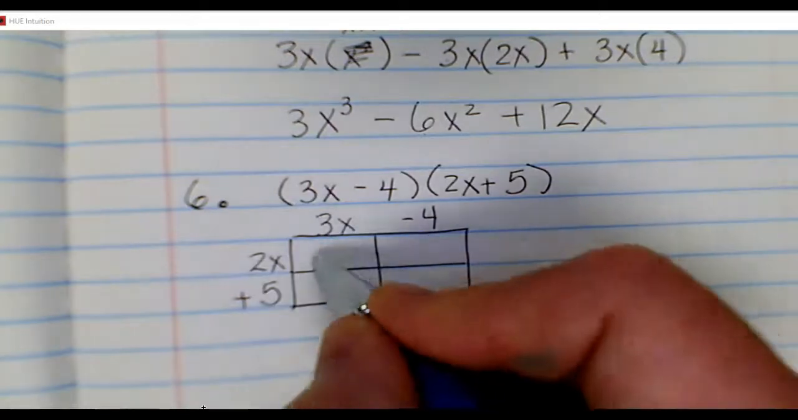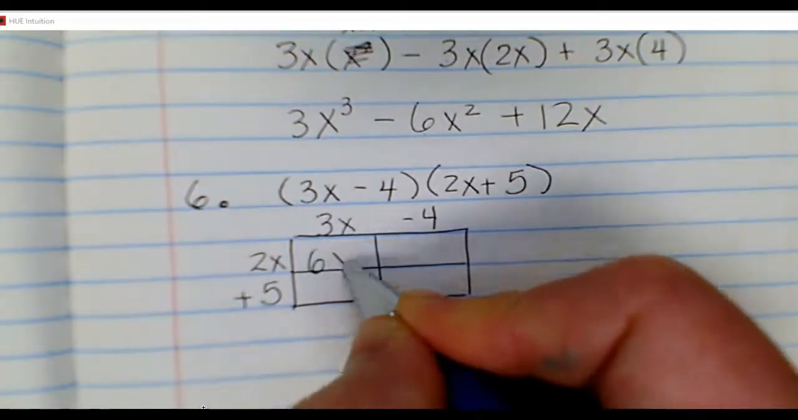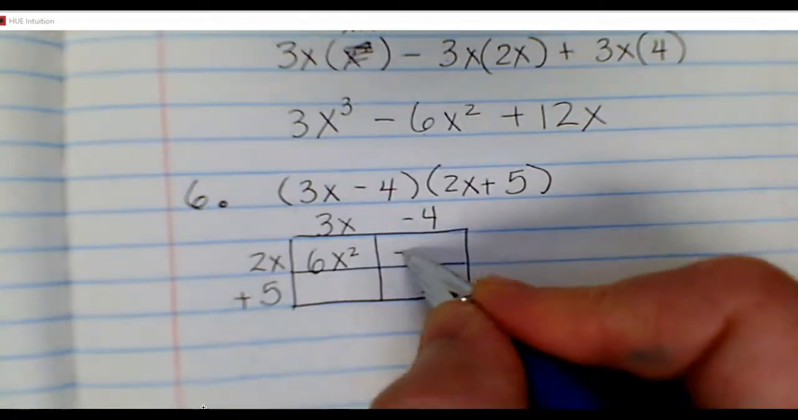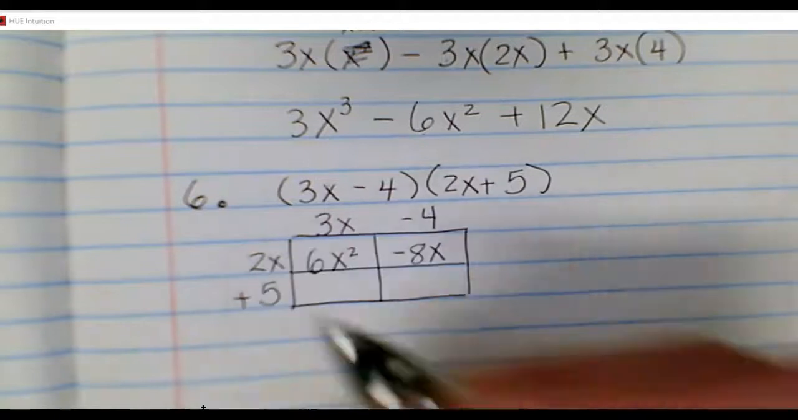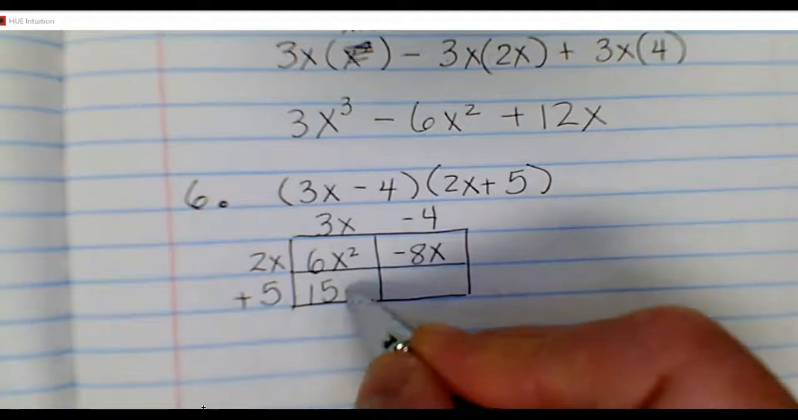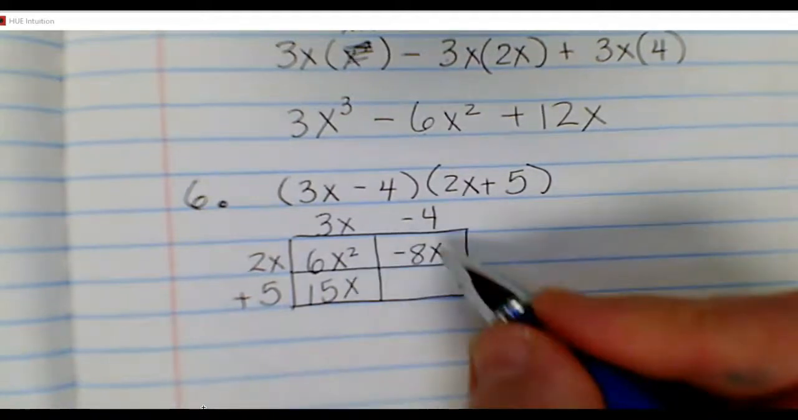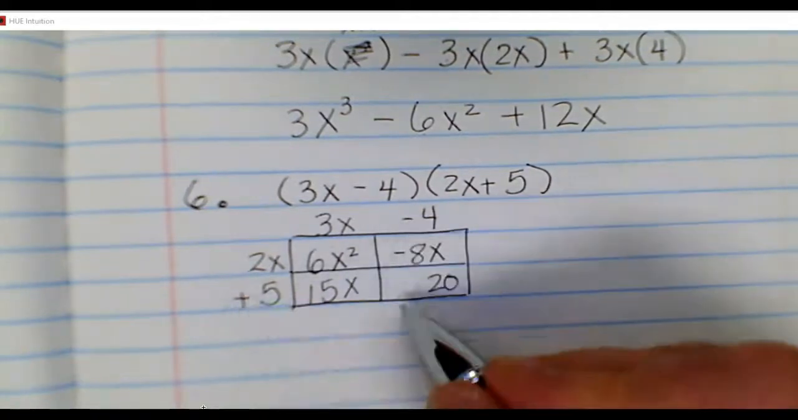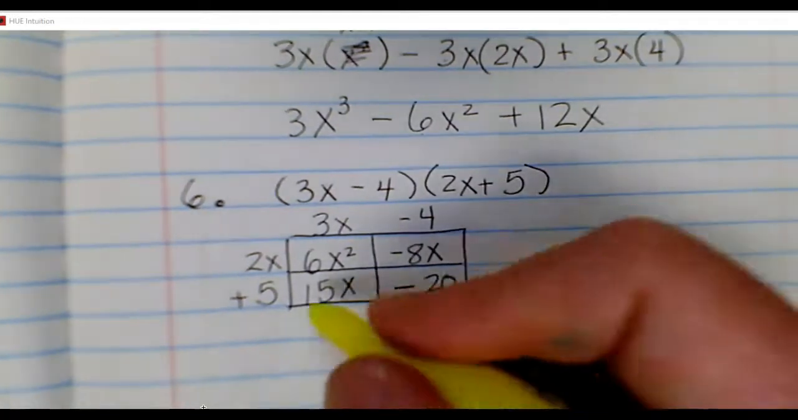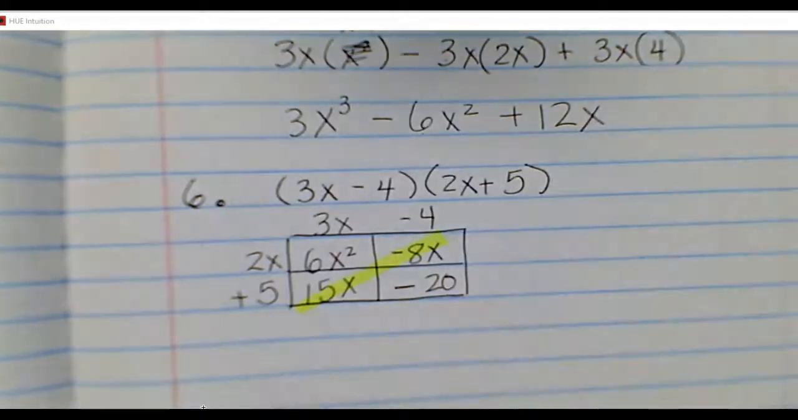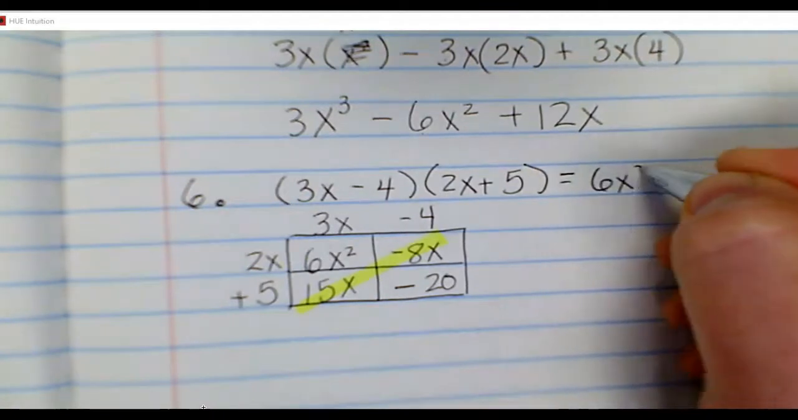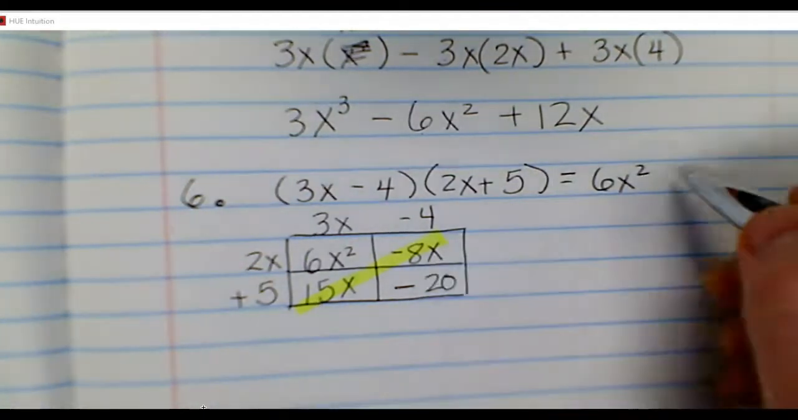And 3 times 2 is going to be 6x squared. And 2 times 4 is negative 8, and it has an x from that one right there. 3 times 5 is 15, and it has an x. 5 times 4 is 20. Positive times negative is a negative. And then combine like terms. 6x squared, positive 15, negative 8.